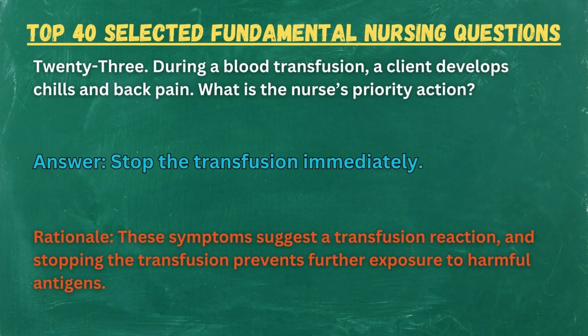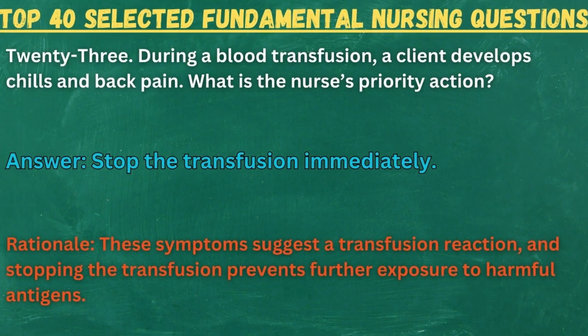23. During a blood transfusion, a client develops chills and back pain. What is the nurse's priority action? Answer: Stop the transfusion immediately. Rationale: These symptoms suggest a transfusion reaction, and stopping the transfusion prevents further exposure to harmful antigens.